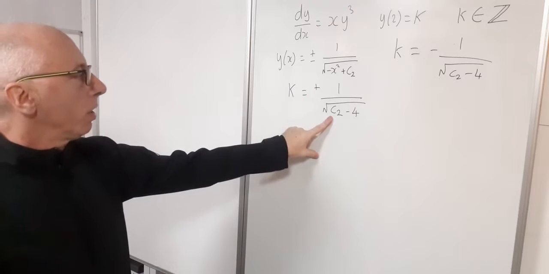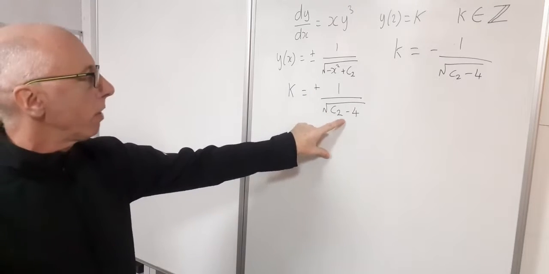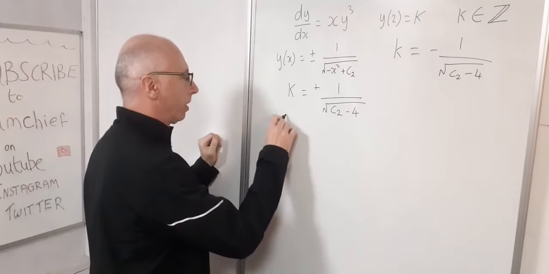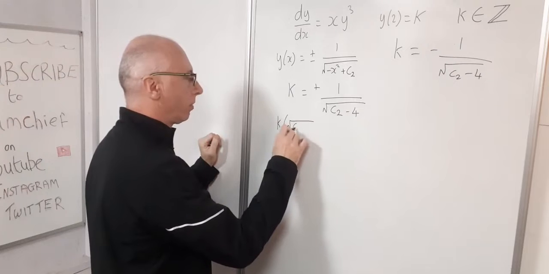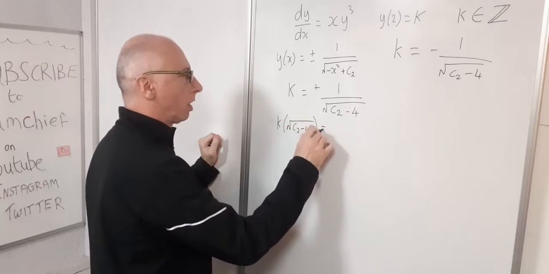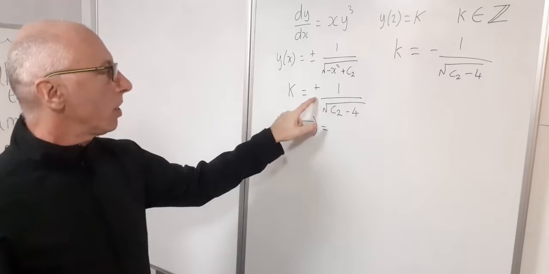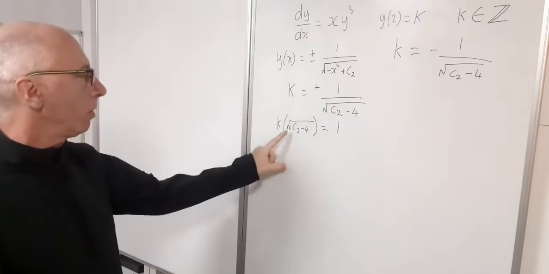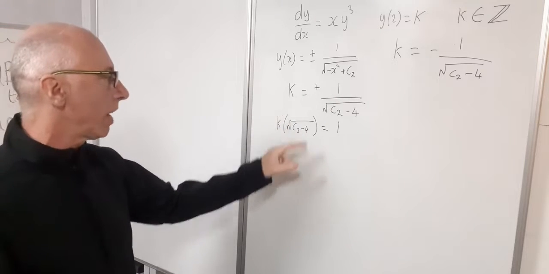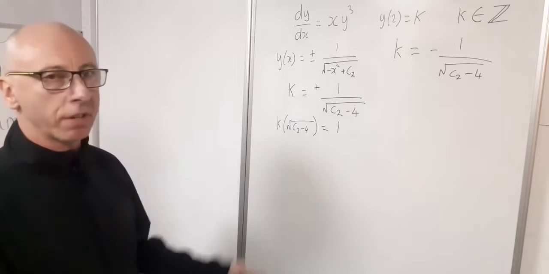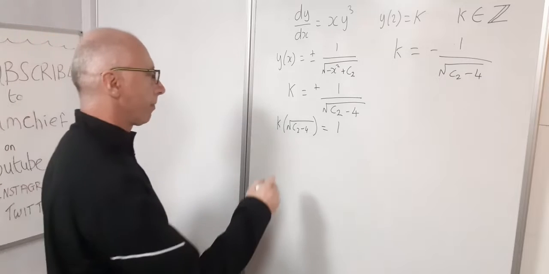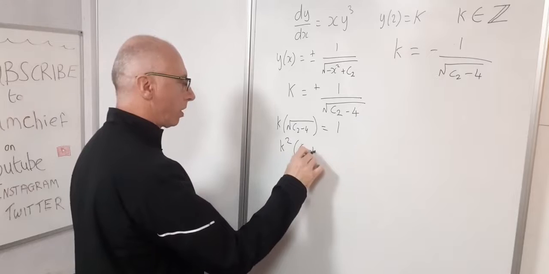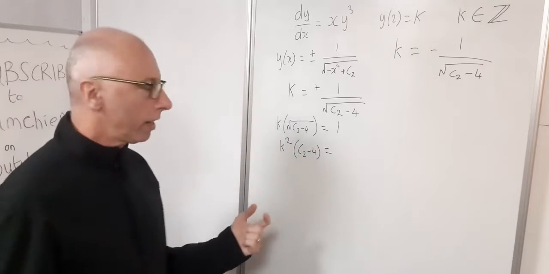So first thing to do, multiply both sides by the square root of c2 minus 4. Let's do that. So now I've got k times square root of c2 minus 4. So as I've got rid of that there, that just equals positive 1. So that's fine. Now with this radical here, I want to get rid of this radical. I can't get the c2 out without getting rid of the radical. So I'm going to have to square both sides. So now I've got k squared times c2 minus 4 equals 1 squared, which is 1.